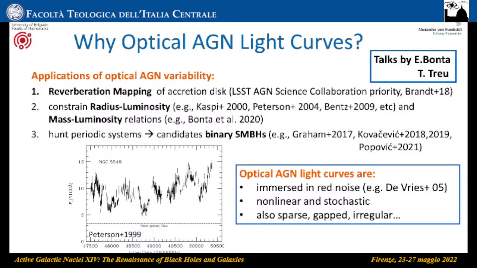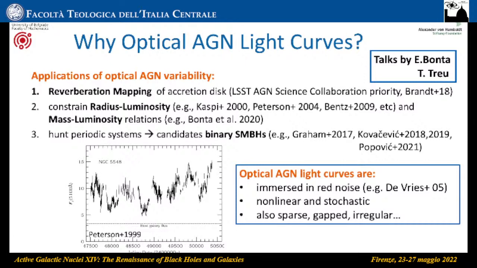And I think you know by now that light curves of AGN are super problematic. You know that they are basically immersed in red noise, in all bands and in the optical band as well, and this has been shown for a large number of SDSS data. They are of course stochastic and nonlinear, but this is from the physical point of view. From the technical point of view, they are a complete mess. So you have irregular sampling, you have gaps, it's a mess.